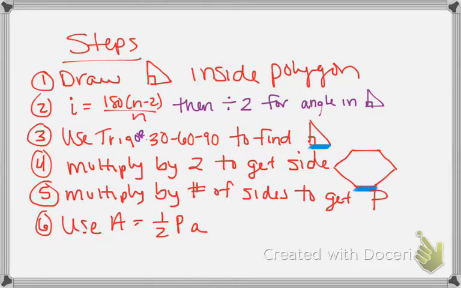Step 4 is multiply whatever you got in step 3 by 2 to get the entire side of your polygon. Then step 5, multiply that by the number of sides the polygon has so that you can get perimeter. Finally, you may use the area formula because you have the perimeter and you were given the apothem.